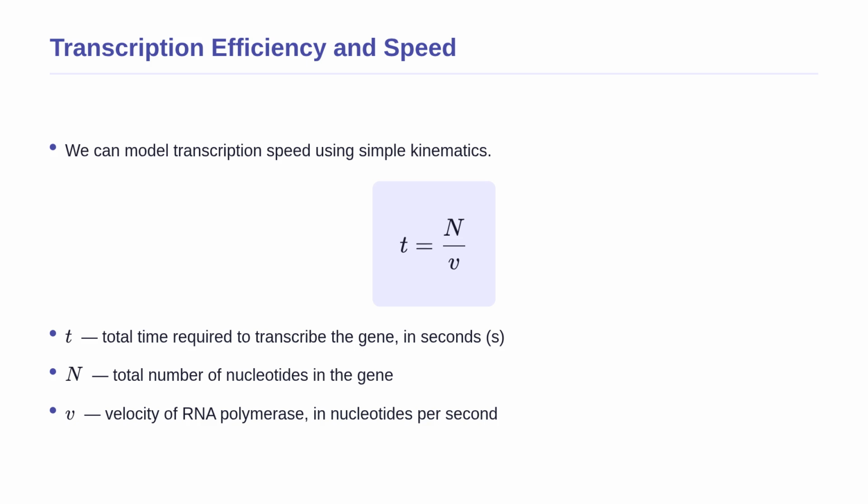Here, T represents the total time required to transcribe the gene, usually measured in seconds. N represents the total number of nucleotides, or the physical length of the gene being transcribed. Finally, V represents the velocity or rate of the RNA polymerase enzyme. Conceptually, this tells us that the time taken is directly proportional to the gene's length and inversely proportional to the enzyme's speed. If the gene is longer, it takes more time. If the polymerase moves faster, the time decreases.